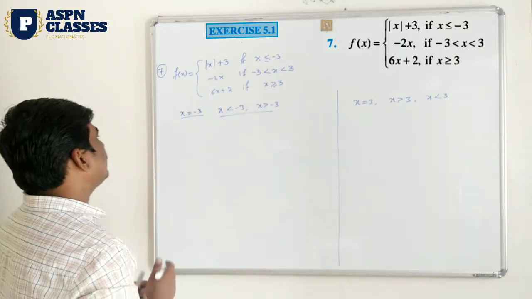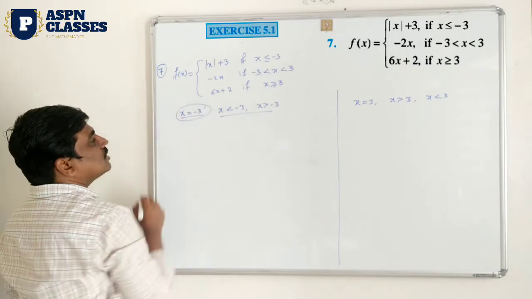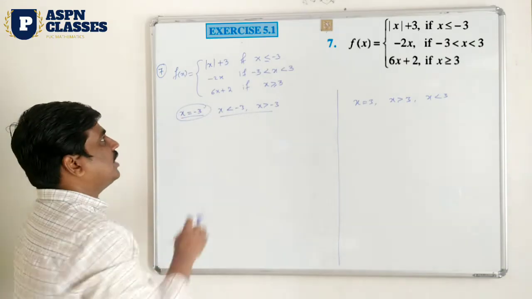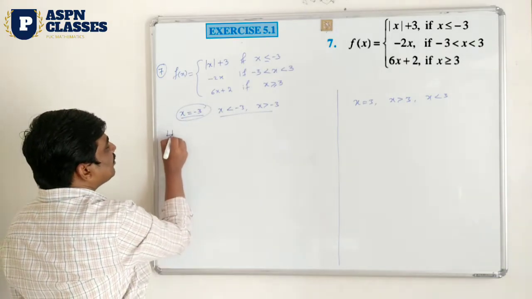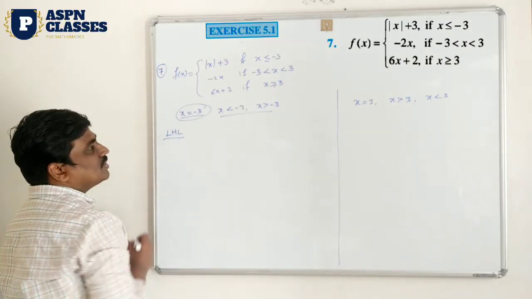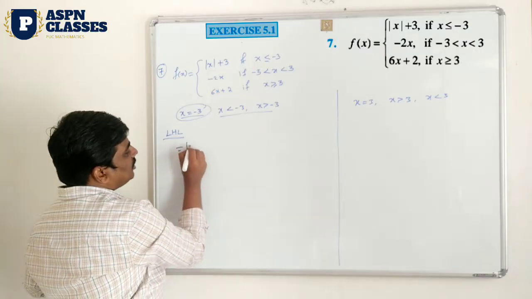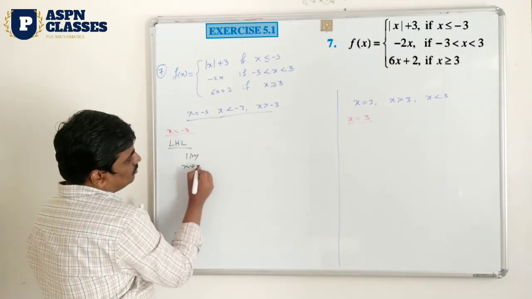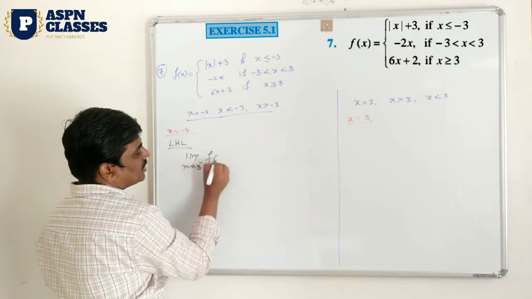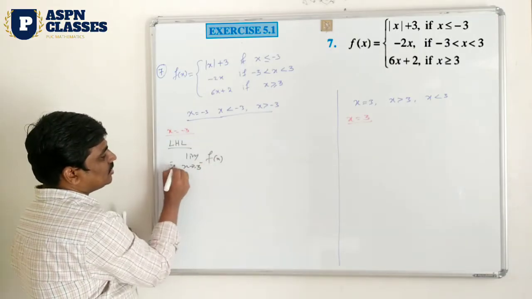Okay, so now first I am going to take x equal to minus 3. First I am going to take the LHL condition. So in this LHL condition, what is the limit answer? Limit of x tends to minus 3 minus of f of x, because you are taking x here, x equal to minus 3.